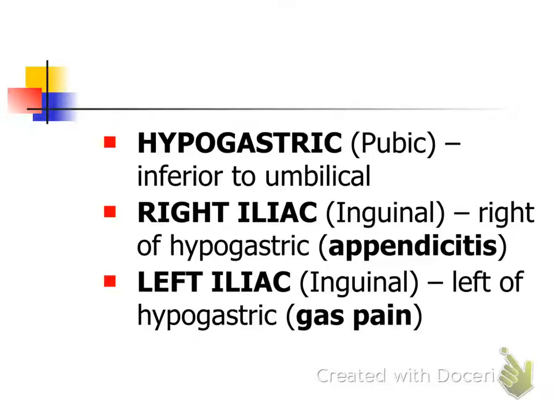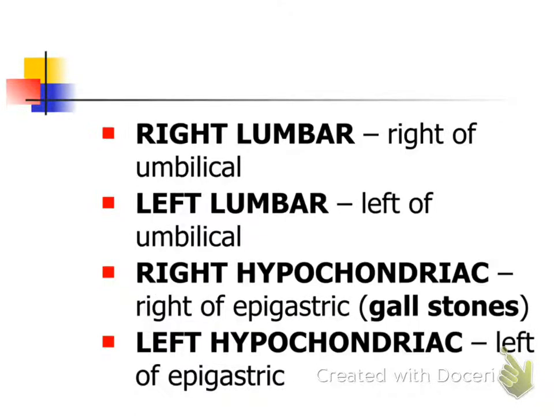Directly left of the hypogastric region is the right iliac or the inguinal region, and a problem here could indicate a problem with the appendix. Directly right of the hypogastric region is the left iliac, which could indicate problems with the intestine. On either side of the umbilical is the right and left lumbar, and they contain the same organs, and in this case would be the kidneys and the large intestine.